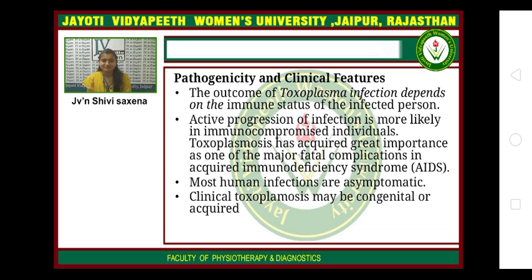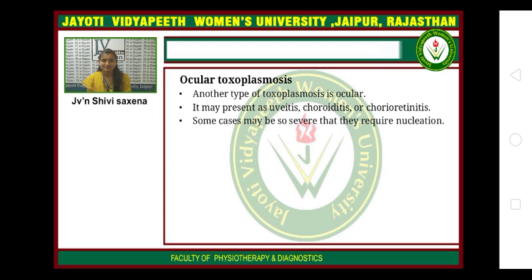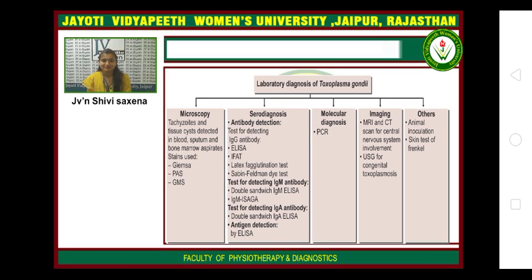Laboratory diagnosis. Firstly, microscopy, serodiagnosis, molecular, imaging, and others. Microscopy: trophozoites and tissue cysts are detected in blood, sputum, and bone marrow aspirates. Stains used are Giemsa, PAS, and GMS.